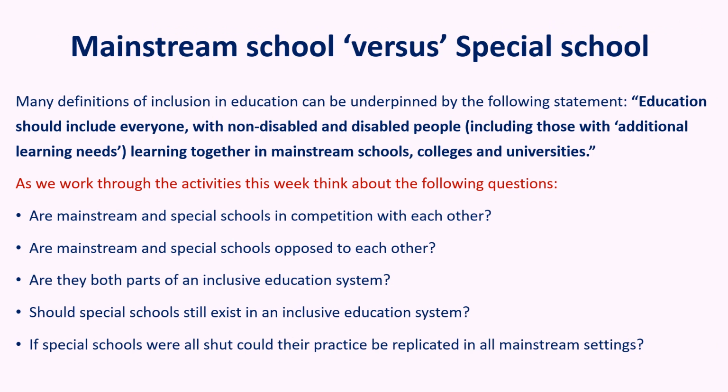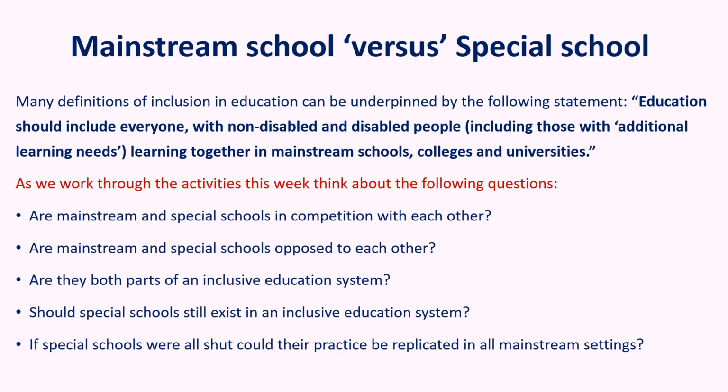So last week we talked about definitions of inclusion, and we said potentially many definitions of inclusion in education can be underpinned by the following statement. Education should include everyone, with non-disabled and disabled people, including those with additional learning needs, learning together in mainstream schools, colleges and universities. So as you go through the activities this week, I'd like you to think a little bit about these statements on the board.